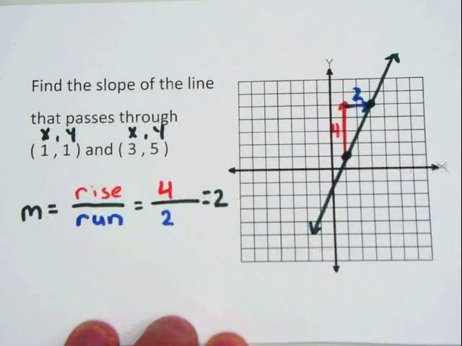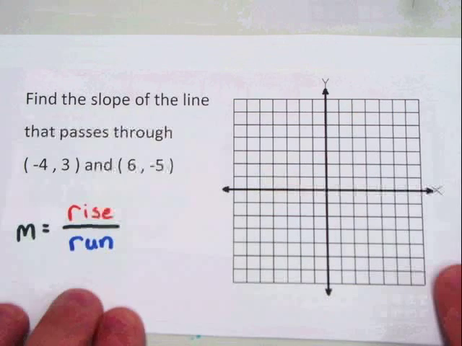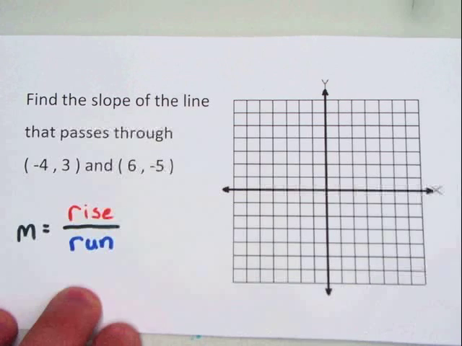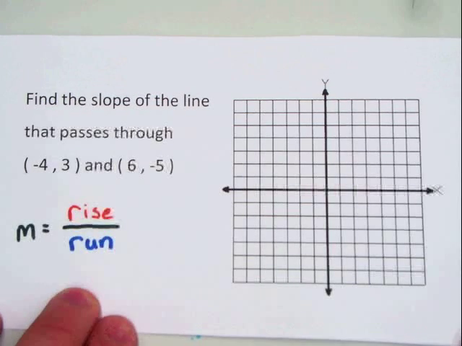Positive 2 is the slope of this line. Now if we take a look at a second example, it says find the slope of the line that passes through (-4, 3) and (6, -5).